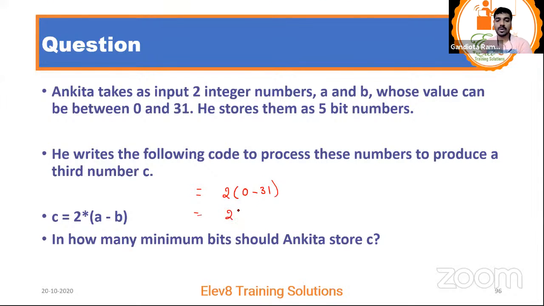So 2 into minus 31, we get minus 62. Again, it is signed, so one bit is for the sign bit. Okay? Next, 62: if you want to store 62, what is 2 power 6? 64, right? So you require 6 bits for the value. So the total is 7 bits. Is this clear, ma?